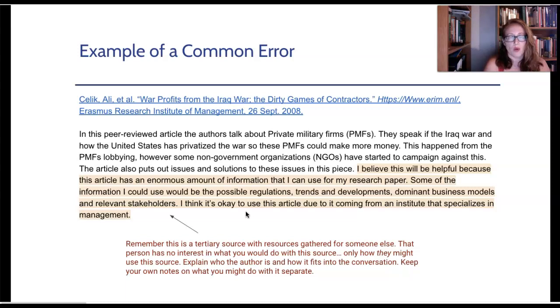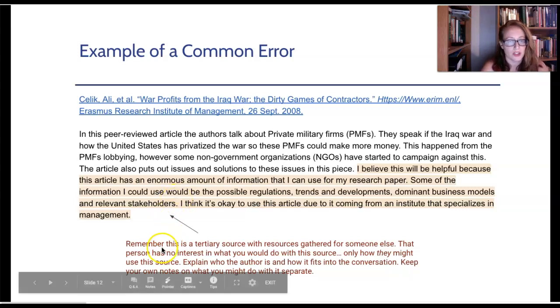We're not recording things about how we plan to use our research in our papers in the next unit. Please keep notes if you have run across this kind of information and you want to keep it for yourself. You're welcome to record that and copy and paste quotes and keep those kinds of things in your notebook for yourself. But keep in mind, this is a tertiary source with resources gathered for someone else.